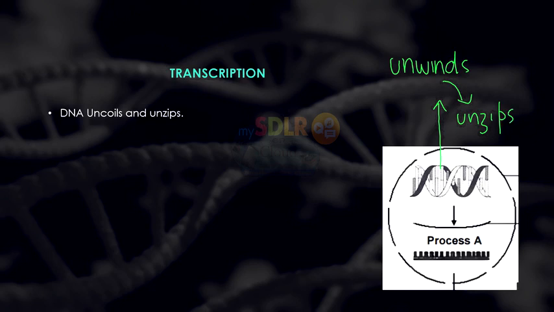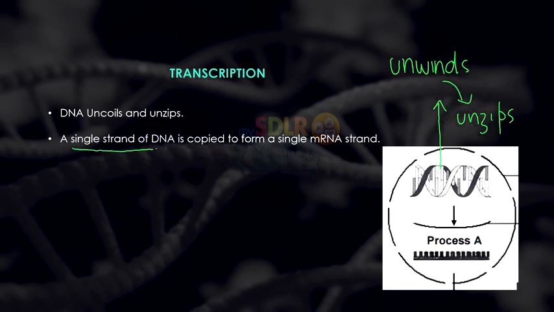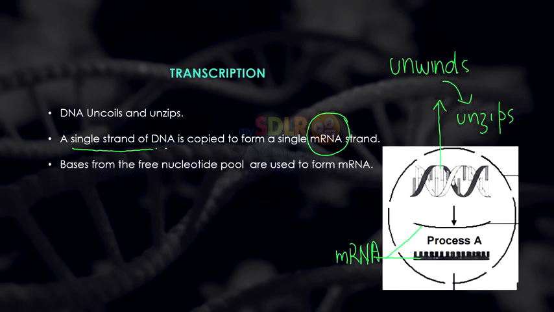Now, in DNA replication, both strands were copied, but in protein synthesis transcription, only a single strand is copied, and we form messenger RNA. So, this is messenger RNA. It was formed from copying one strand of DNA. In order to form this mRNA, free nucleotides from the nucleotide pool were used. Messenger RNA then leaves via the nuclear pore. When it leaves the nucleus, it goes to the cytoplasm.